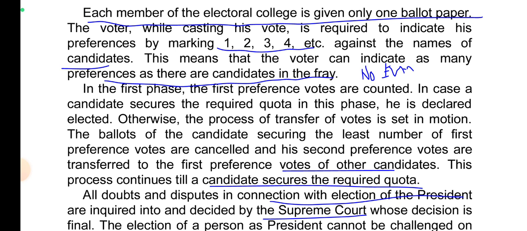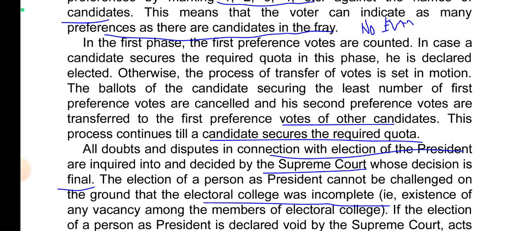In the first phase, the first preference votes are counted. In case a candidate secures the required quota in this phase, he is declared elected. Otherwise, the process of transfer of votes is set in motion. The ballots of the candidate securing the least number of first preference votes are cancelled and his second preference votes are transferred to the first preference votes of other candidates. This process continues till a candidate secures the required quota.